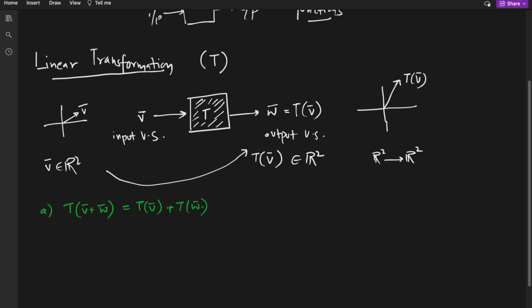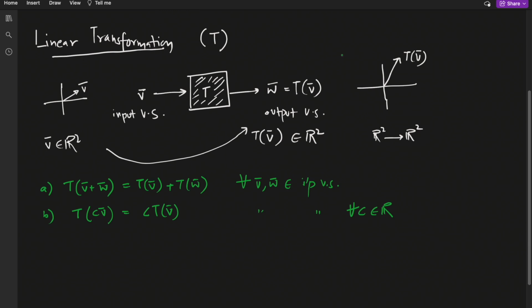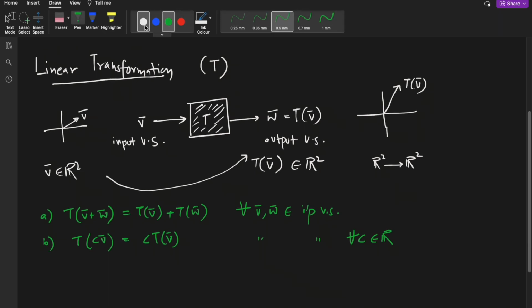All right, and this should be true for all vectors v and w belonging to the input vector space, which is R2 in this case. And the second condition is transformation of c times v, that is the scaled version of vector v, is nothing but c times transformation of vector v. Okay, so this condition remains the same, and here c is a real number, for all c belonging to the real numbers. Okay, so these are the two conditions for linear transformation.